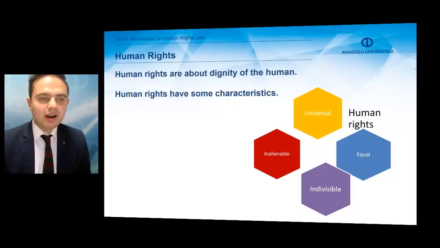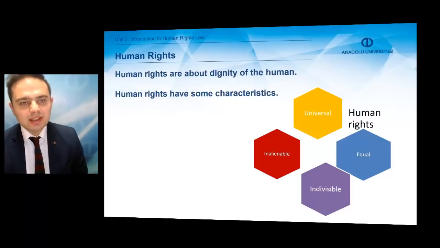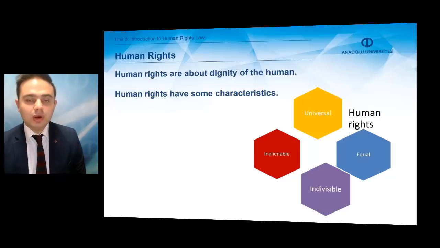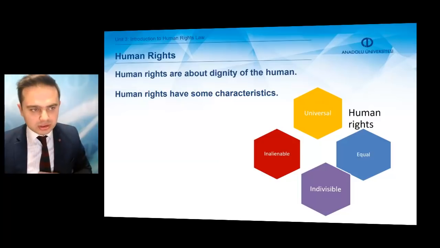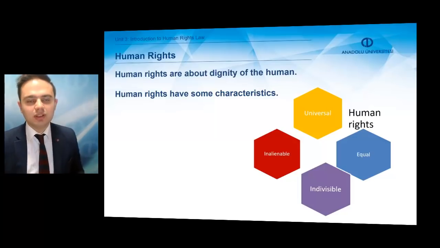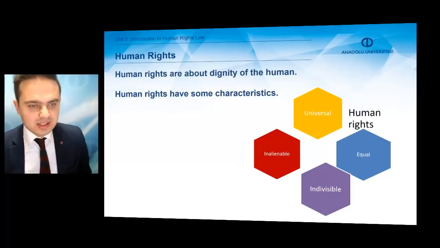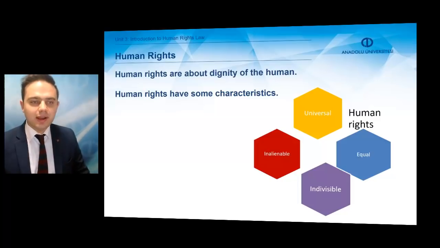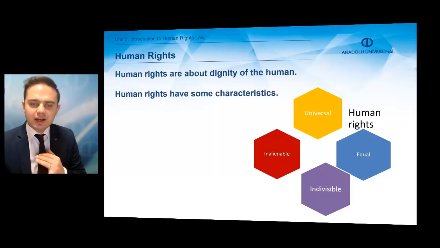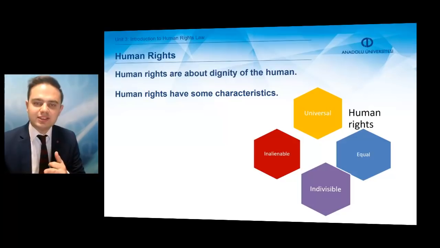Human rights are about the dignity of the human. This is a very basic, very simple definition. Of course, there are a lot of definitions in the doctrine, in the books, but we will only say this basic definition for now. Human rights have some characteristics. Okay, what are these characteristics? Human rights are universal. Human rights are equal. Human rights are indivisible. Human rights are inalienable.